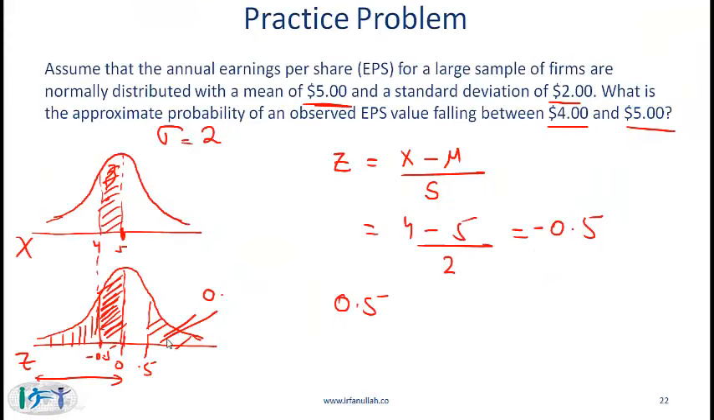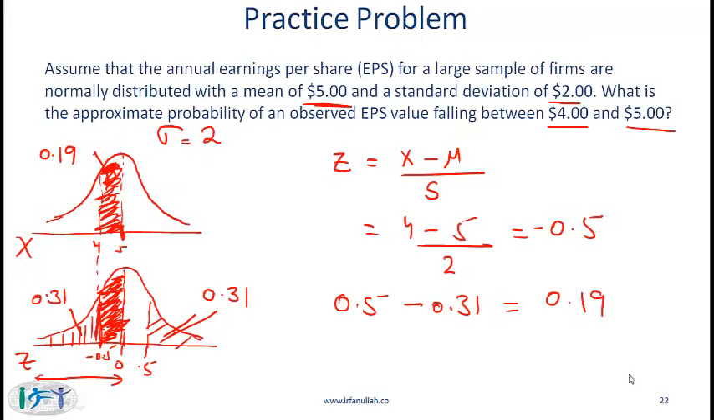So this area is 0.31, which means that this area over here, given symmetry, is also 0.31. And the area that we are after, which is right here, is equal to 0.5 minus 0.31, which is equal to 0.19. That 0.19 is the same as this area over here. So the probability that the EPS will be between 4 and 5 is equal to 0.19.